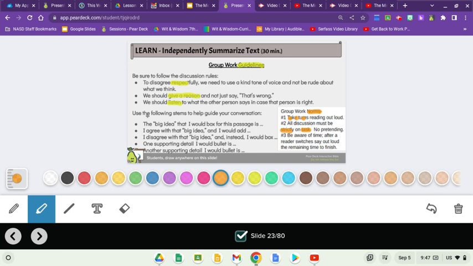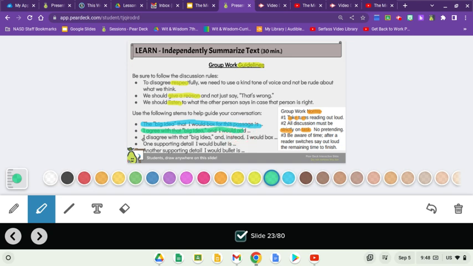All right. So for this one in particular, and switch over to blue for me, we're going to use the following sentence stems to help guide our conversation. So when I come over, I should hear you using these sentence stems here. And I think this one, the big idea that I would box for this passage is probably one of the first two things you should say. One person should say, the big idea that I would box for this passage is. The next person should say, and we'll put this in a different color, I agree with that big idea, or I disagree with that big idea, and I would add.